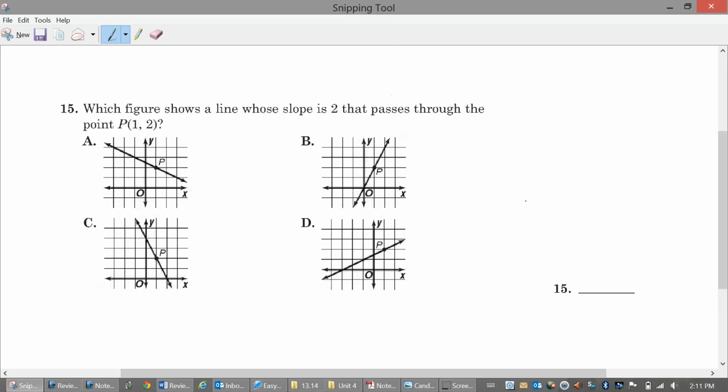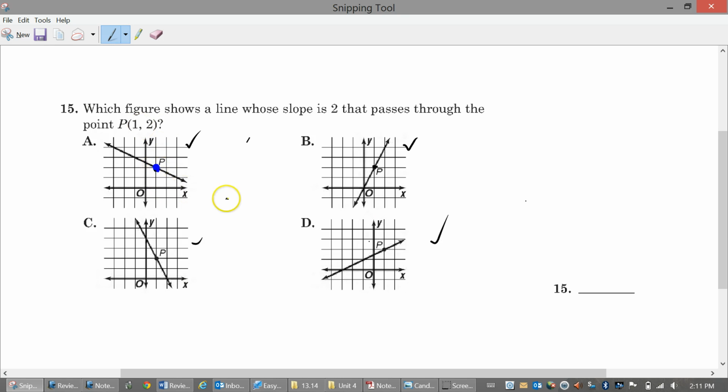Go. Which figure shows a line whose slope is 2 and that passes through (1, 2)? So I would personally find out if it passes through the point (1, 2). That's what I would do first. So this one passes through. Okay, so that checks that standard. All those points pass the same point, so really it's just a question of the slope at this point. So we're going to look at the slope.